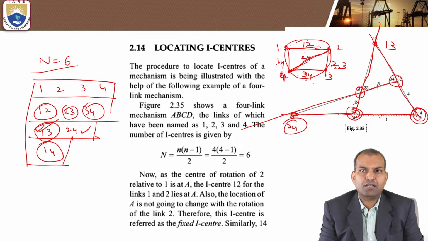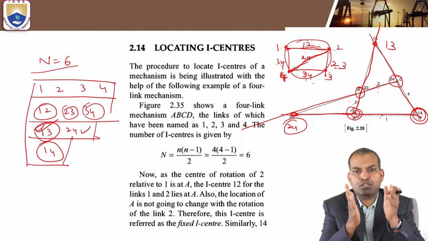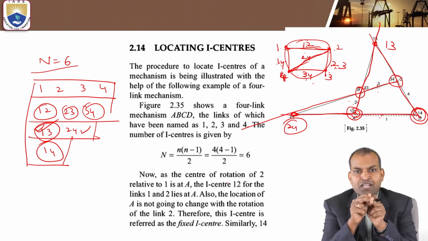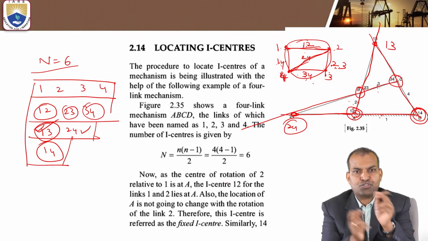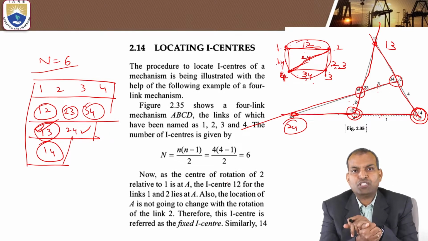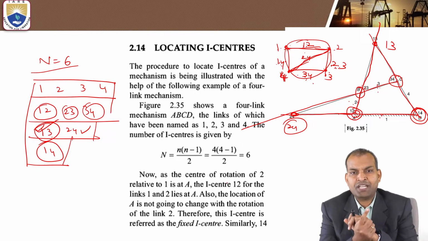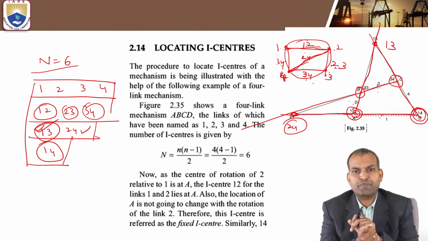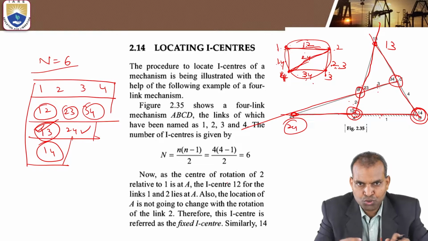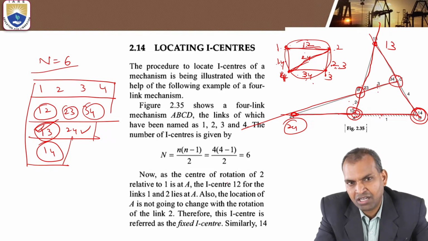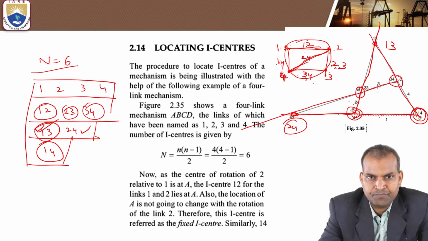Okay, that is the meaning. What is I center 1 2? 1 2 is the common one. Link 1 and link 2's common point is that one about which they are rotating. Suppose link 2 is rotating about link 1, that means link 1 is fixed. And link 1 is rotating about link 2, that means link 2 is fixed. That is the manner in which we assume when the links are under motion.